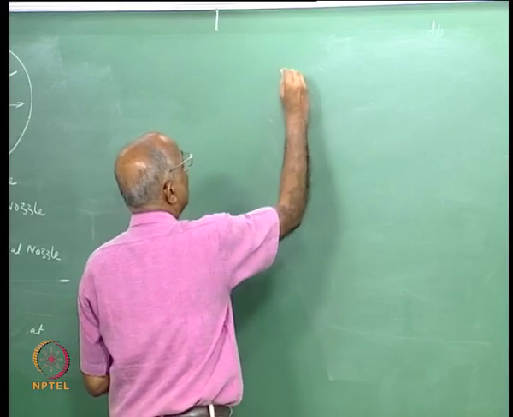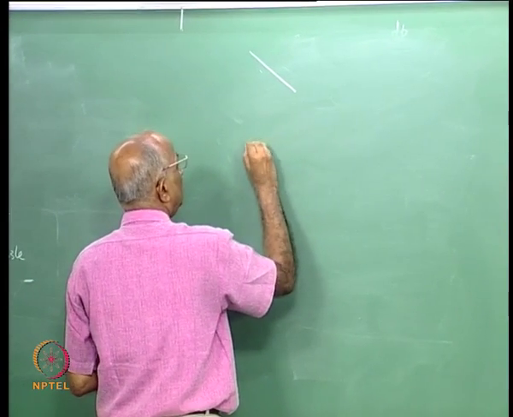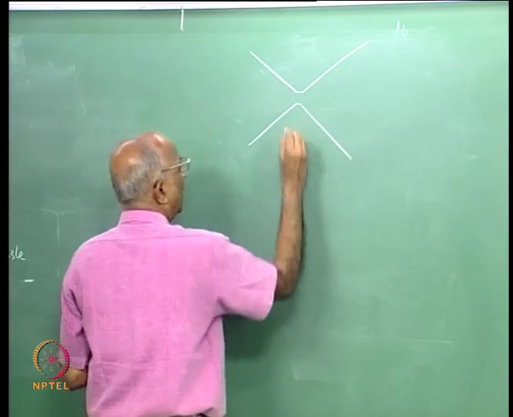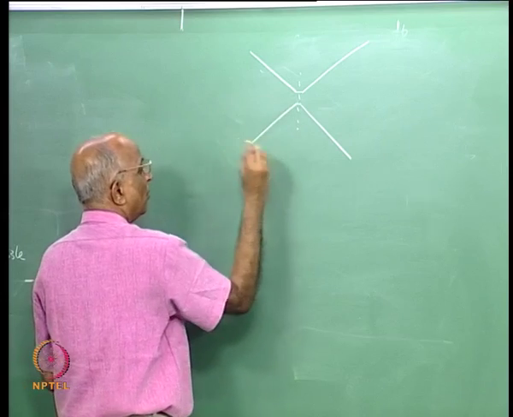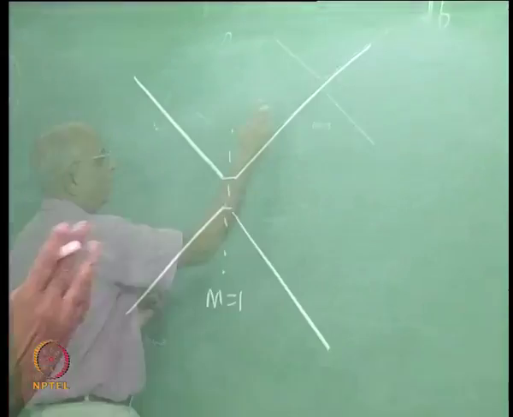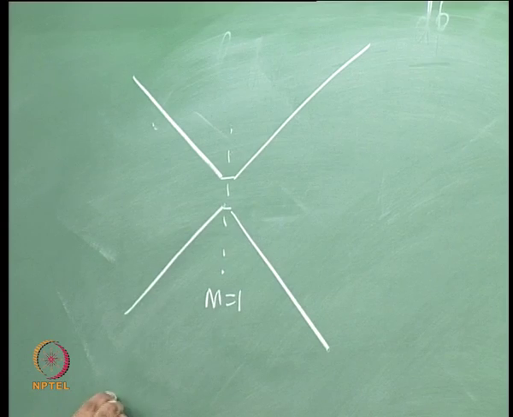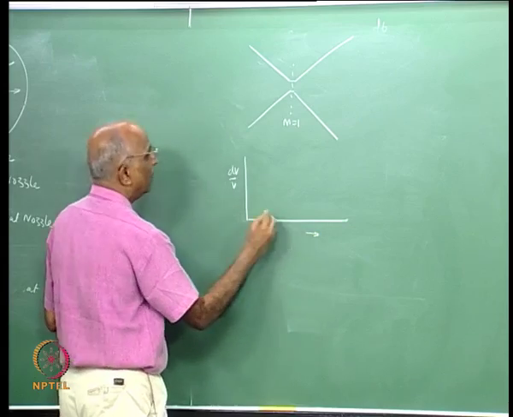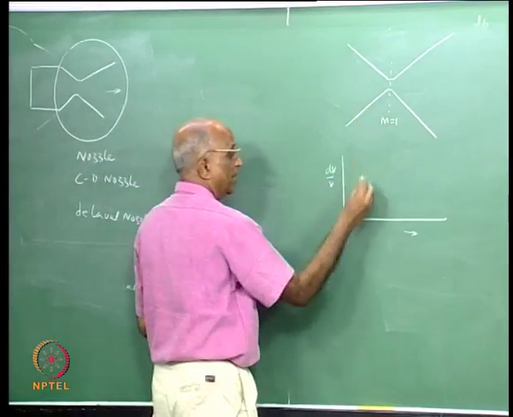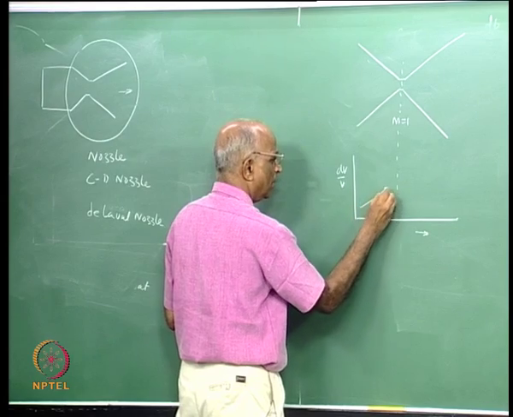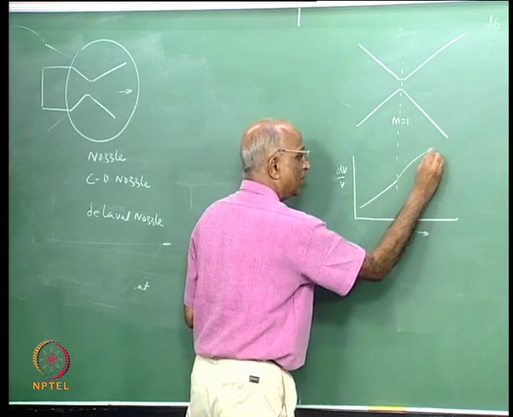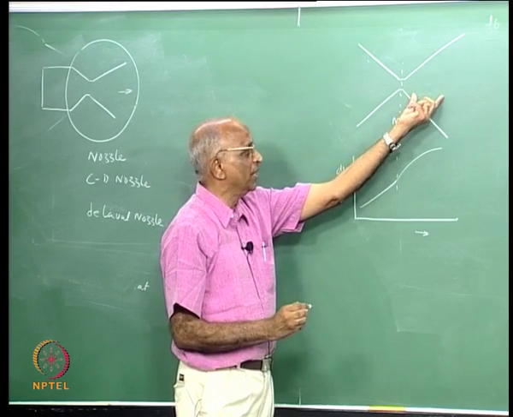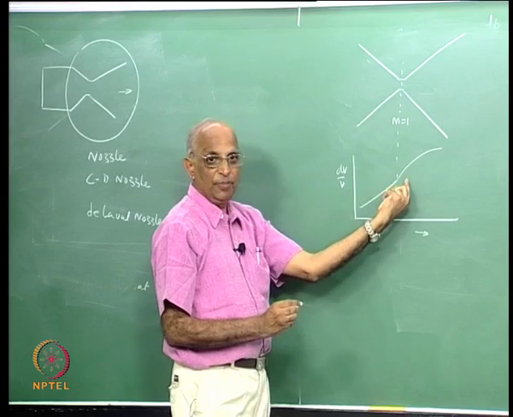Let me first sketch a nozzle here, convergent, maybe a throat, maybe a divergent, and let us assume that I have such a flow rate that I have Mach number equal to 1 at the throat. Now let us find out the change in dV by V along the length. We just now found that dV by V increases up to the throat, and then it further increases over here. Because Mach number is 1, the characteristic of the equation changes, M squared minus 1 becomes negative, and therefore dV by V is like this.